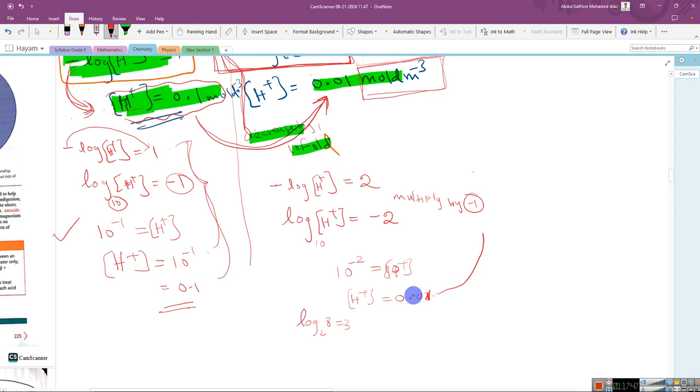So this is decimal notation and this is scientific notation, and that is what we have done here, right?